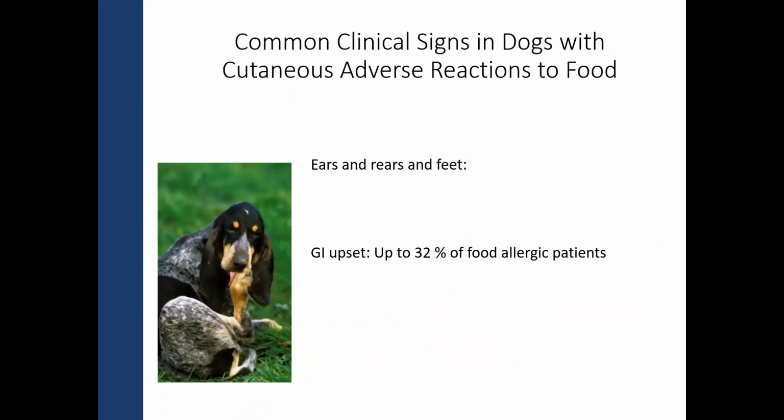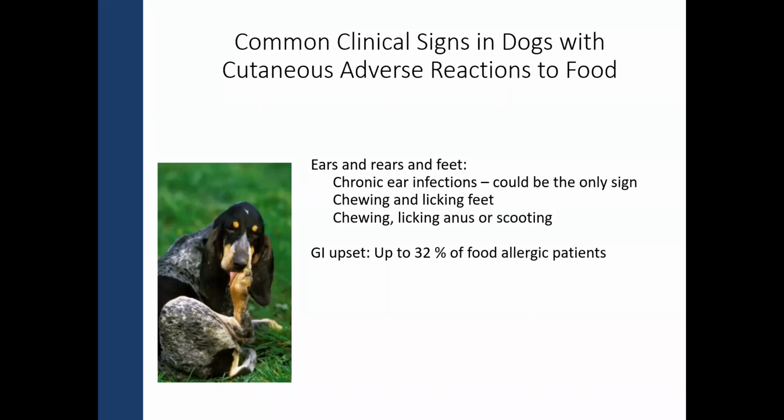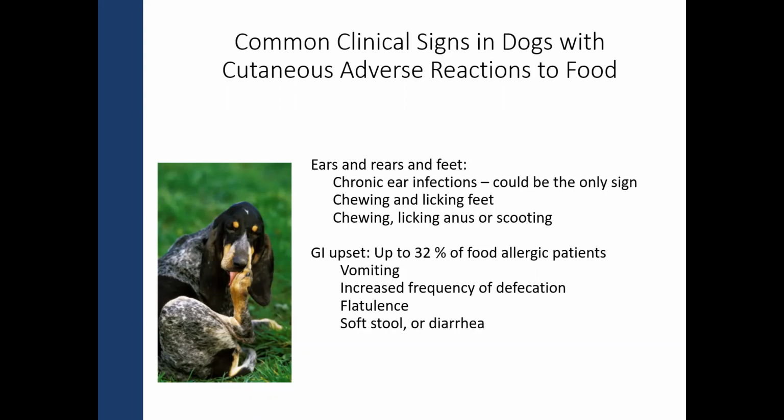Ears, rears, and feet are where we look first to decide if this is an adverse reaction to food. Remember, we do see GI upset in up to 32% of food allergic patients. Chronic ear infections may be the only sign. We commonly see chewing and licking of feet, chewing and licking the anus or scooting. In pets with GI upset, we can see vomiting, increased frequency of defecation, flatulence, soft stool, or diarrhea. We may only see something like borborygmus, increased gut noises.